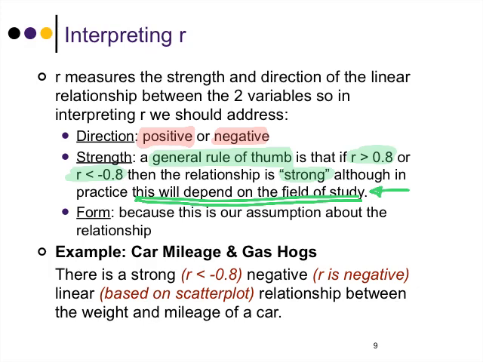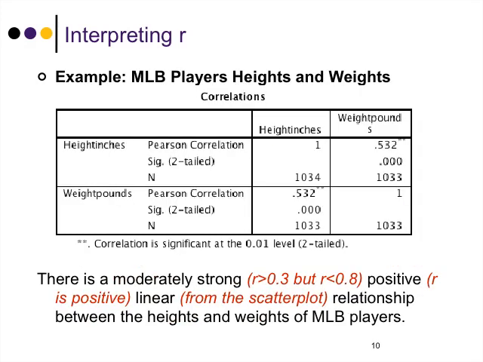So, for example, we say that there is a strong negative relationship between weight and mileage of a car, right? It's because we got a regression coefficient that was negative, and it was less than negative 0.8. All right. The Major League Baseball players' heights and weights. Here we're seeing we get a regression coefficient of 0.532. We say that this is not necessarily strong, but moderately strong.